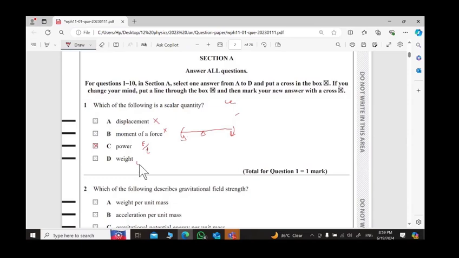And weight also, we know that weight of an object is always acting downward, and it has also direction, so it is also a vector quantity. So the only scalar quantity in this option is the power, as it is energy over time.